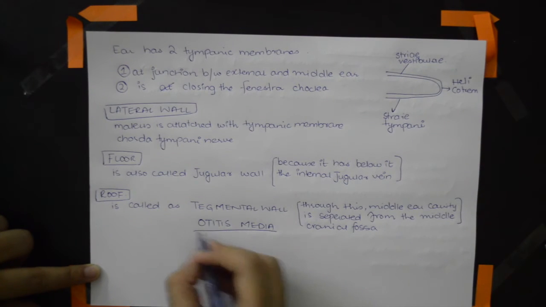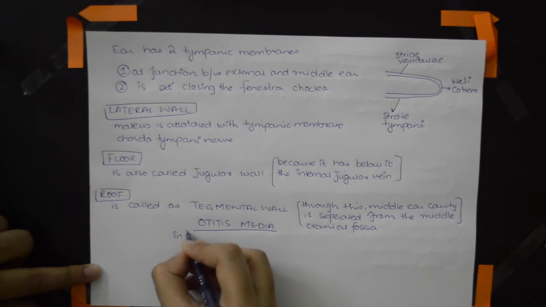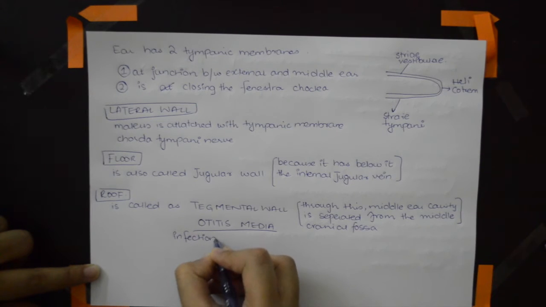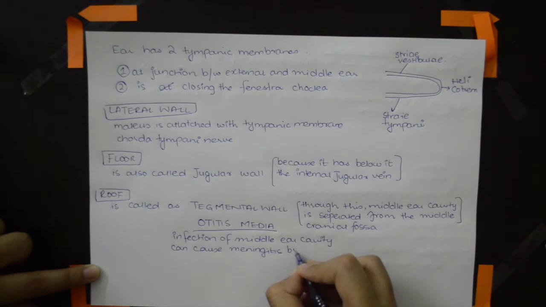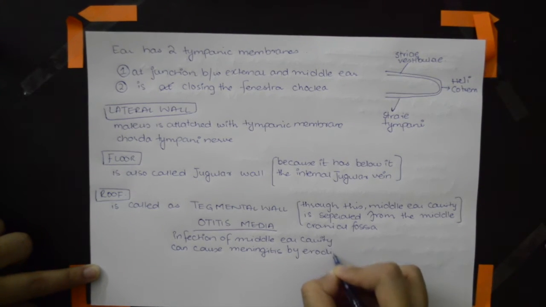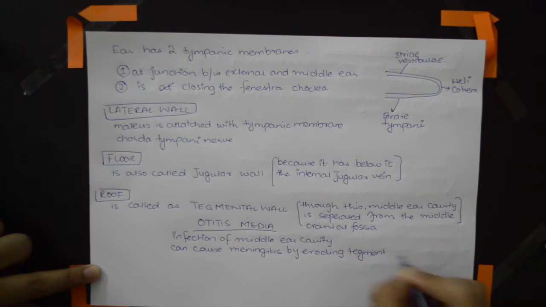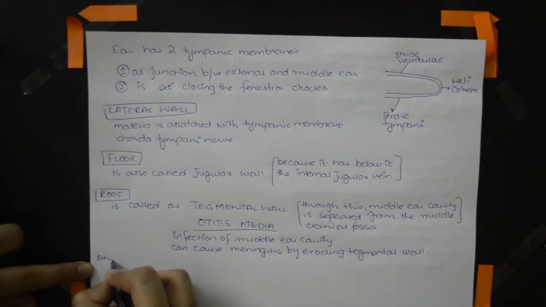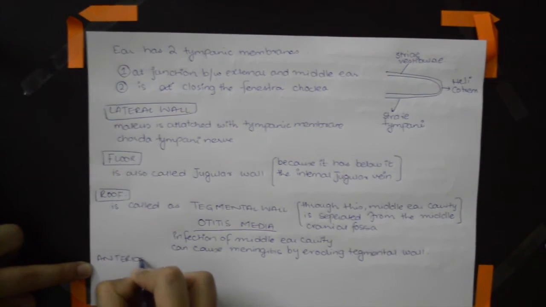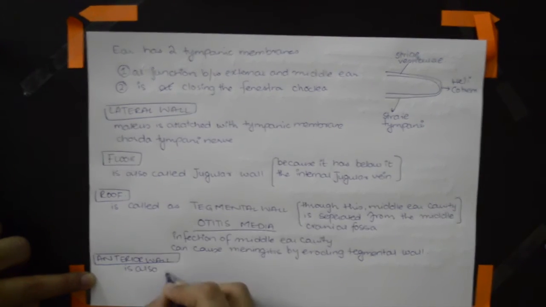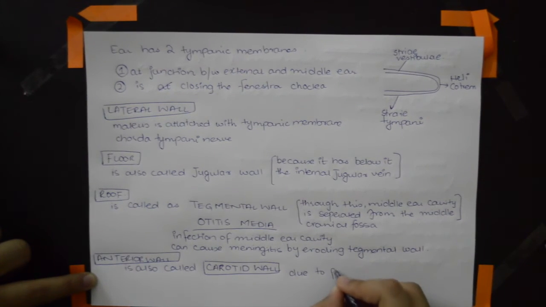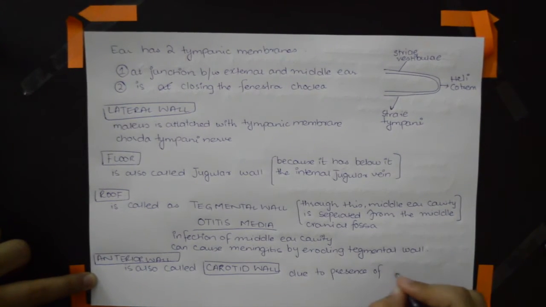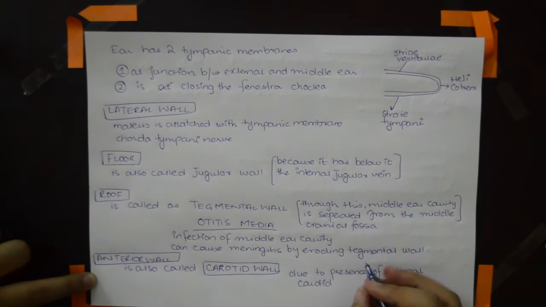This is the term otitis media. This is an infection. It is the infection of the middle ear cavity. It can also cause meningitis by eroding tegmental wall. Then there is the anterior wall, is also called carotid wall due to presence of internal carotid artery.